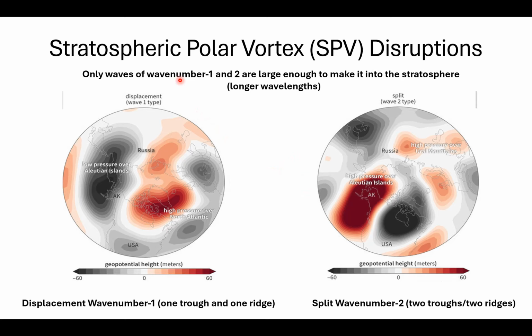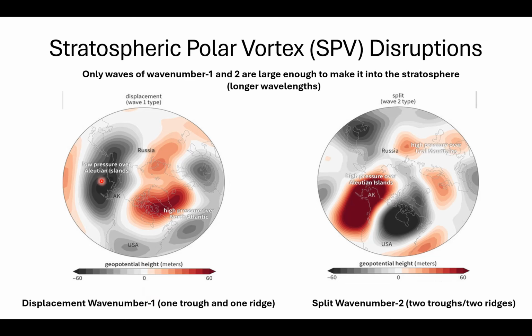First of all, only waves of wave number 1 and wave number 2 are large enough to make it into the stratosphere. These are associated with longer wavelengths. So when we talk about wave number, we're talking about long waves within the upper atmosphere. On the left here, I'm showing an example of what happens during wave number 1. With a wave number 1 configuration, you get one long wave trough and one long wave ridge.